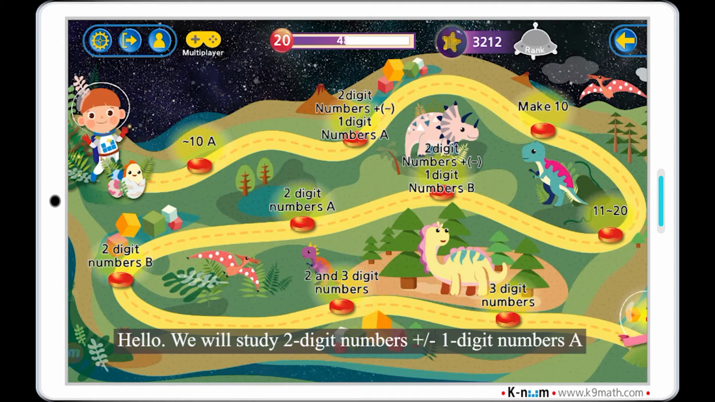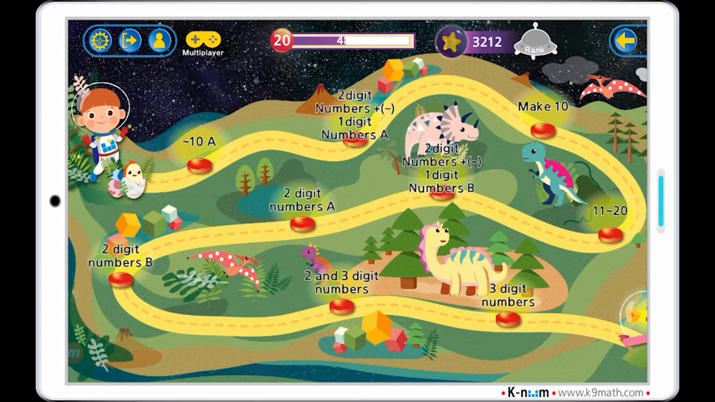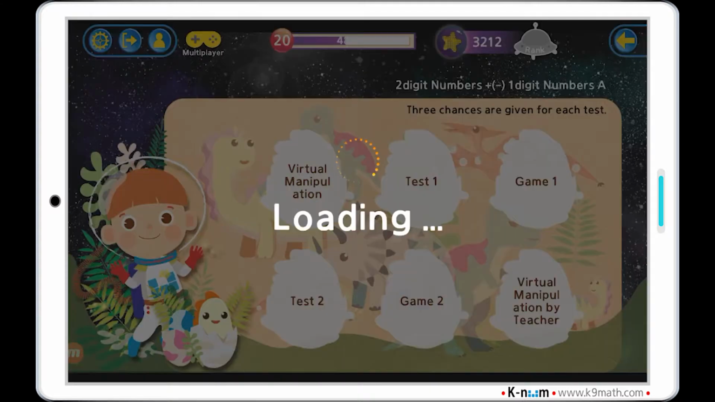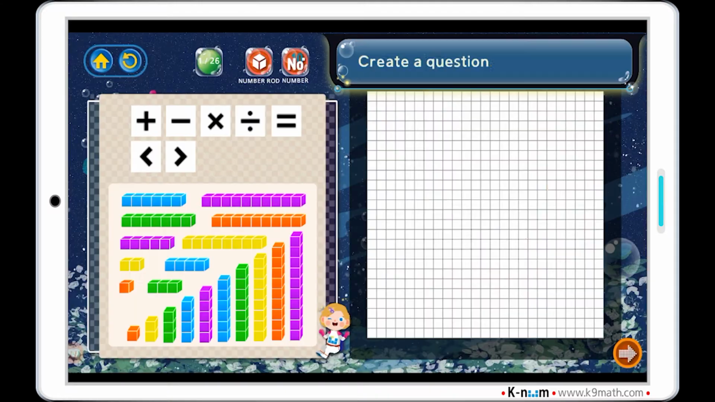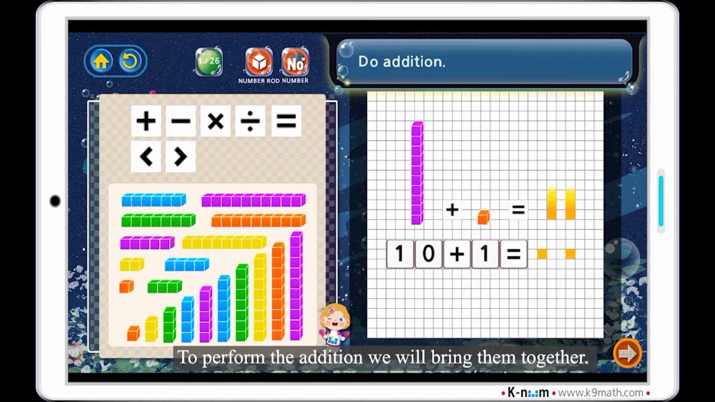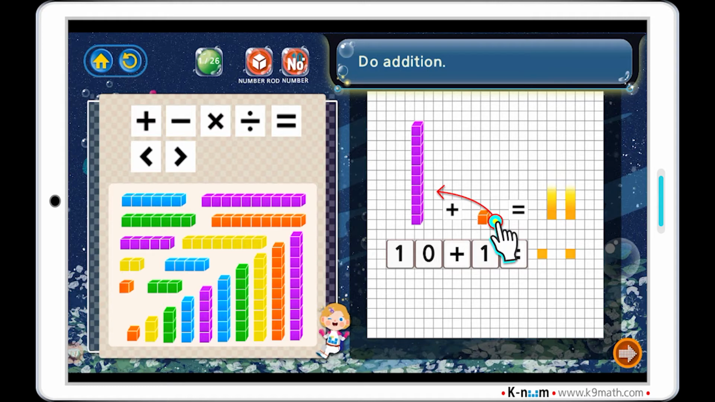Hello. We will study 2-digit numbers plus and minus 1-digit numbers, part A. Do the addition. To perform the addition we will bring them together. 10 plus 1 is equal to 11.